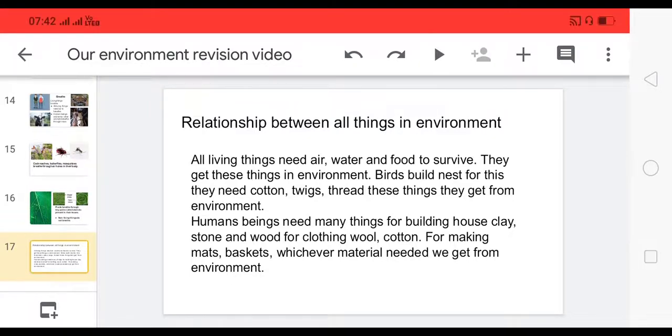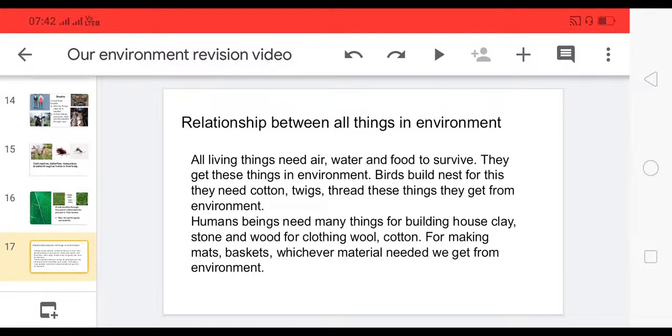Human beings need many things for building a house, like clay, stones, and wood. And for clothing, human beings need wool and cotton, and for making mats and baskets, whichever material is needed, we get from the environment only.